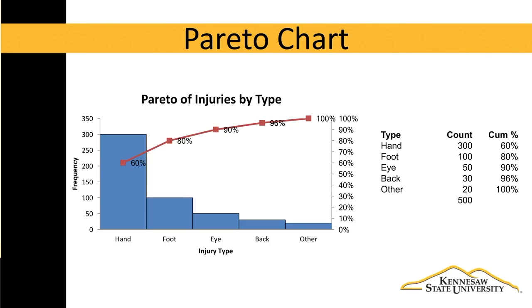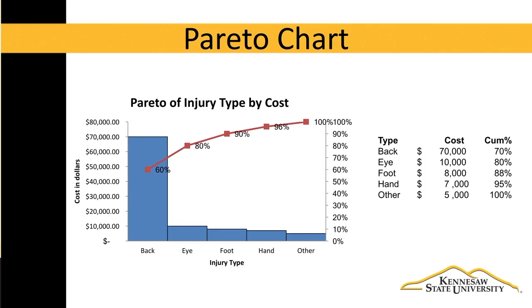But what if the cost of injuries was the most important thing? If we collected data on the cost of injuries by type, shown on this table, we get a very different picture. The most costly injuries tend to be back injuries because of lost time. The point here is to think carefully about what you want to know and what you want to accomplish.